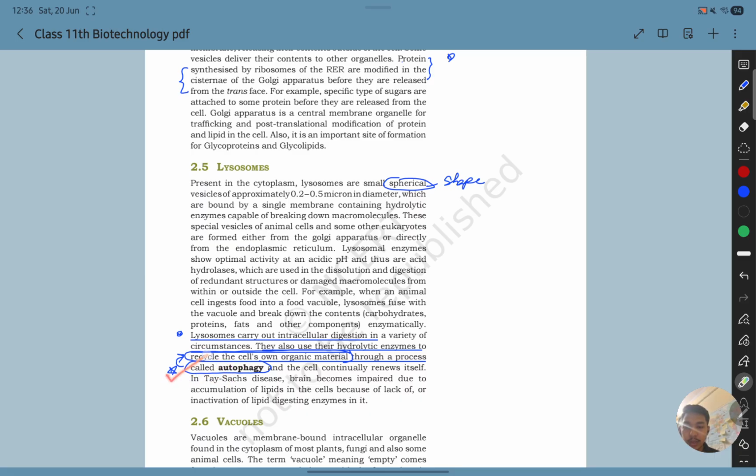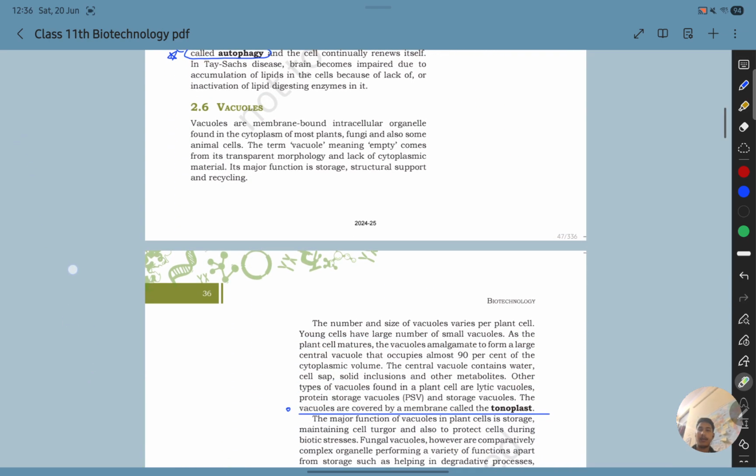So remember this. If the question comes, what is autophagy? Auto means automatic, and phagy means recycle. So which cell organelle automatically recycles? That is the lysosomes.